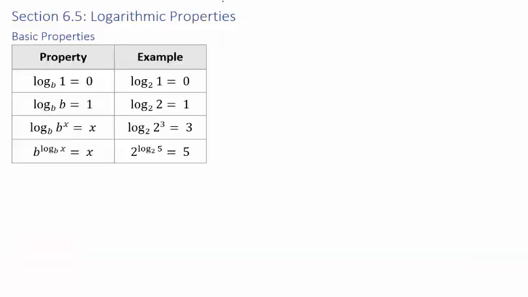Let's take a look at section 6.5, which is on logarithmic properties. And remember how we can convert from logarithmic to exponential form. y is equal to log base b of x. So if this is true, then we can say that b to the y is equal to x. Okay, and so this is kind of helpful in determining what some of the values of these logarithms are.